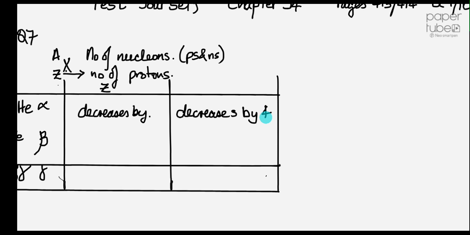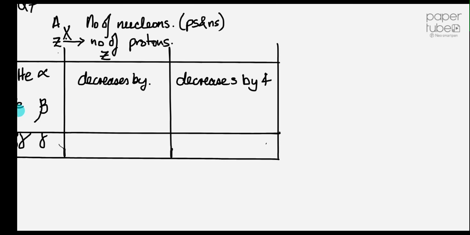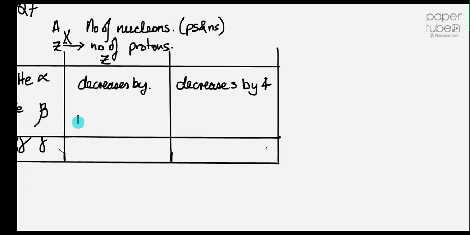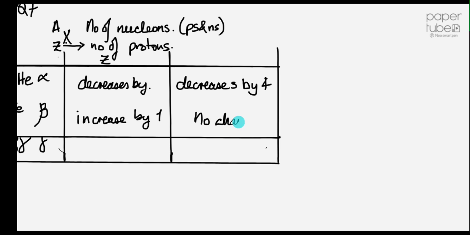Now, what happens at beta? There's your 0, e, minus 1. Your atomic number increases by 1. And the mass number, no change. Now, if you go back through other videos, you'll see parent-daughter particle, and that tells you exactly what to learn. So the other two have no change in them.